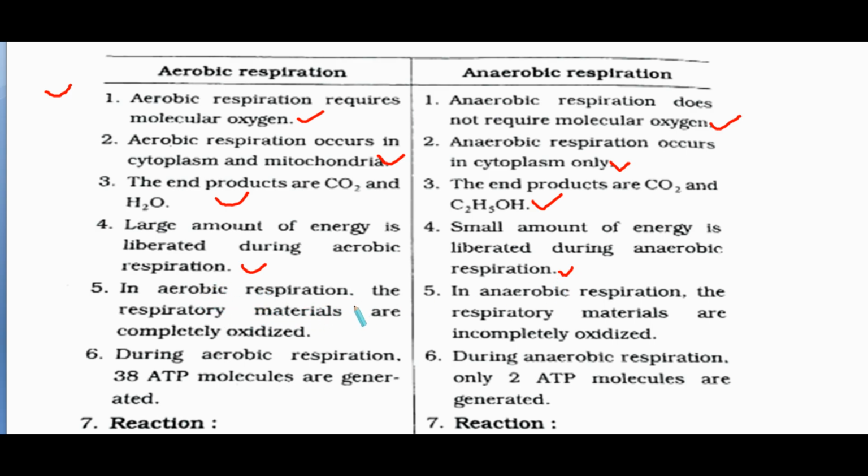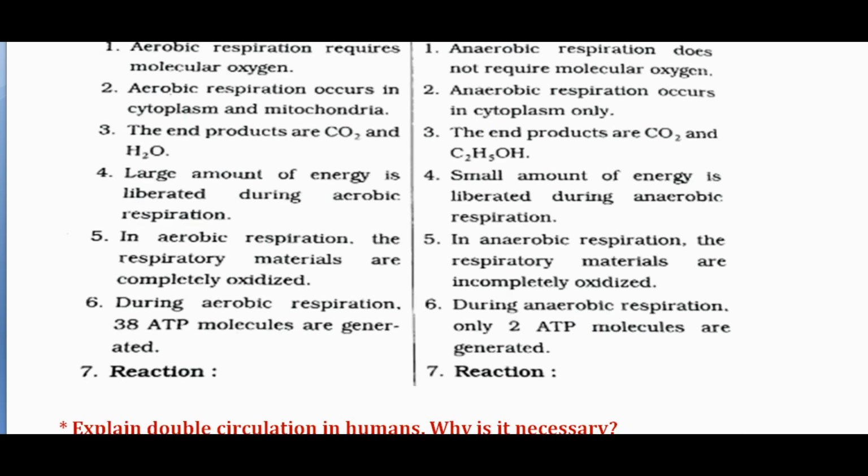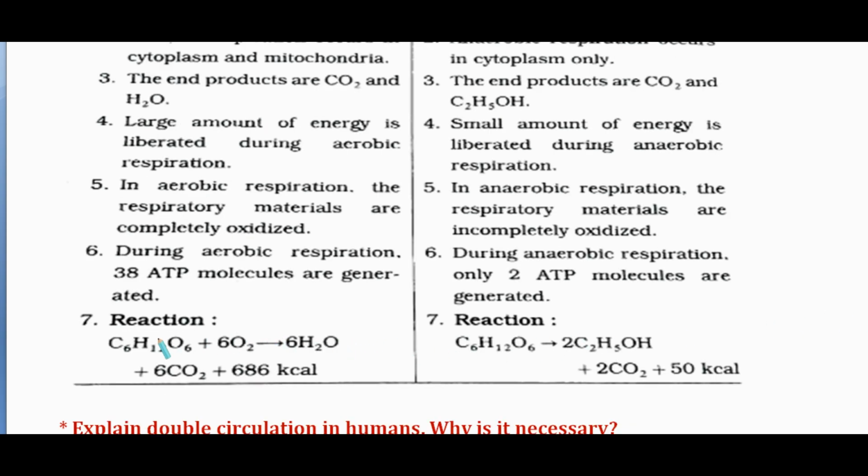In aerobic respiration, the respiratory materials are completely oxidized. In anaerobic respiration, the respiratory materials are incompletely oxidized. During aerobic respiration, 38 ATP molecules are generated. During anaerobic respiration, only 2 ATP molecules are generated. Reaction: this is the respiration reaction, C6H12O6 plus 6O2 gives 6H2O, 6CO2 plus 686 kilocalories or 38 ATPs.